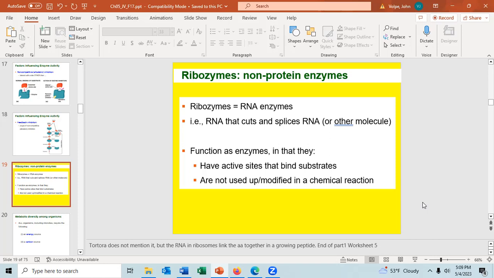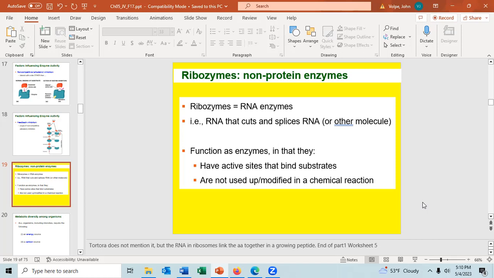enzymes in that they have an active site that binds to the substrate and forms a complex. They are not used up or modified in the chemical reaction. Then the product falls off, and the RNA enzyme can bind to another substrate and make a product out of it. So they are enzymes. They're just not made up of protein. They're made up of RNA.